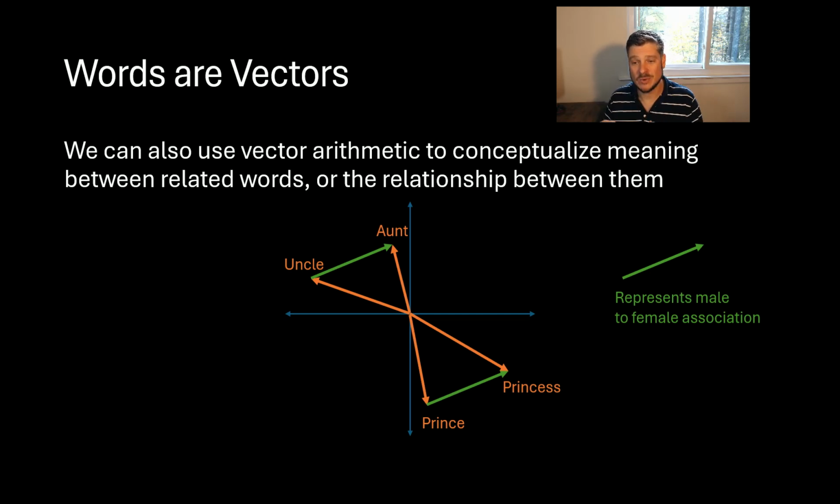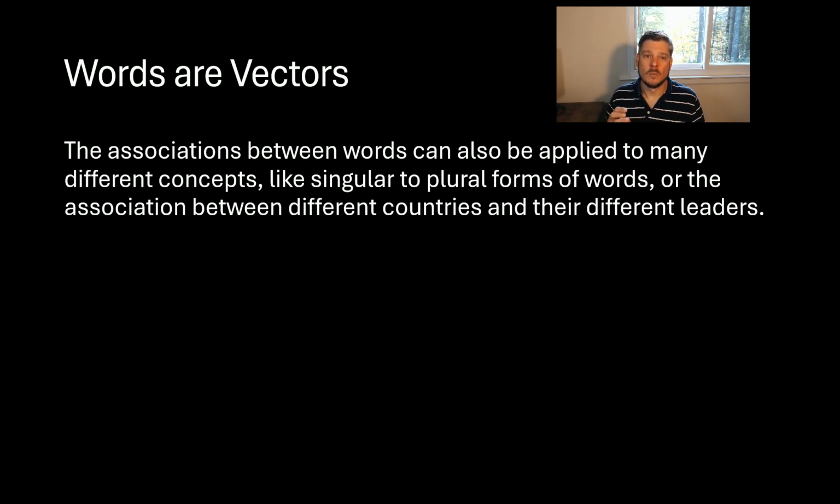That direction that we move, we turn prince to princess, just like we turn uncle to aunt. Even though those vectors point in completely different directions, the difference between them, that green vector, is going to be the same. Now, this concept that we can look at how these vectors are different from each other, this vector subtraction, can be applied to lots of different concepts, especially single to plural forms of words, right? Every time we make a word plural, we would expect a shift in that same direction. We would expect that same change.